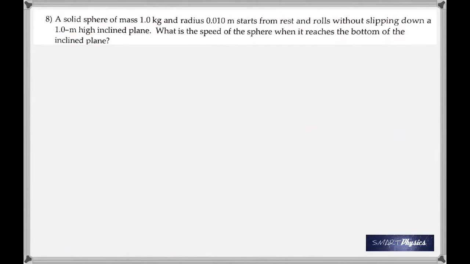And in this next question, a solid sphere, mass 1 kilogram and radius 0.01 meter, starts from rest and rolls without slipping down a 1 meter high inclined plane. What is the speed of the sphere when it reaches the bottom of the inclined plane? Now you got to remember that when the sphere rolls down, it has both rotational kinetic energy and translational kinetic energy. Why? Because for sure it's rotating about an axis passing through its center, and at the same time its center is moving in a straight line.